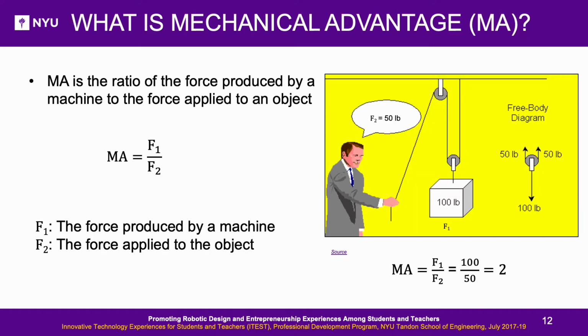What is mechanical advantage? In a lossless system, the power transferred from input to output is equal. Here the weight of the object F1 is 100 pounds, F2 is 50 pounds, therefore MA equals 2. With mechanical advantage, we can measure the force amplification of the tool. The tool in this case is a pulley system. This method is used in designing systems such as levers, pulleys, wedges, etc.